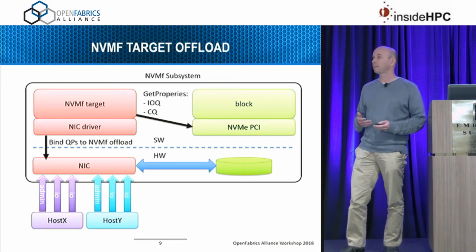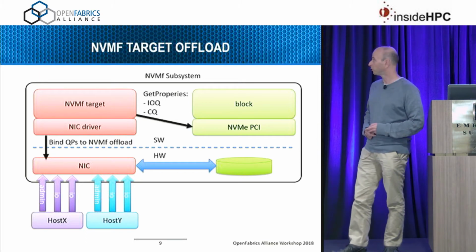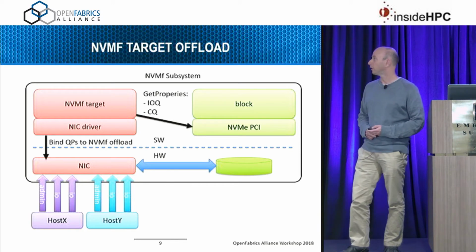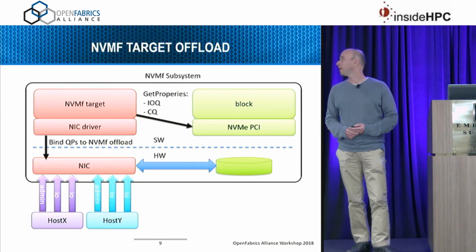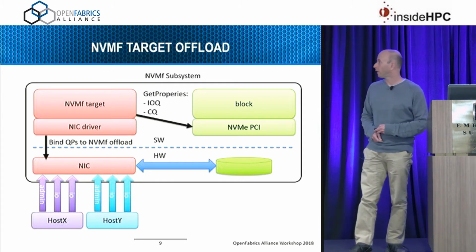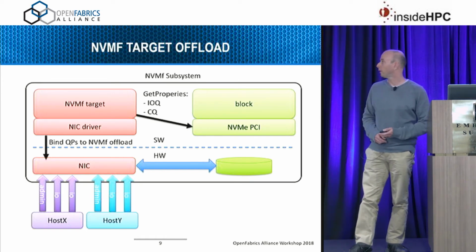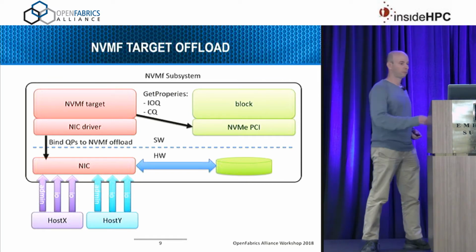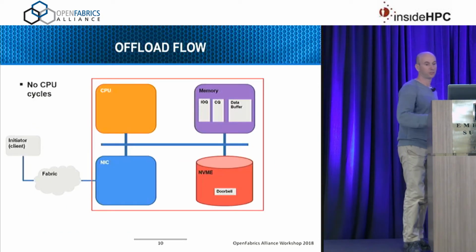Let's call it an accelerated NVMe-oF target driver. It would do as follows. It would obtain the properties of an IO queue, a submission queue and a completion queue, from an underlying NVMe device. It would then bind a queue pair to that NVMe device. So once that binding is done, the actual data transfers can be done in hardware directly between the RDMA NIC and the NVMe backend device. So it looks something like this.